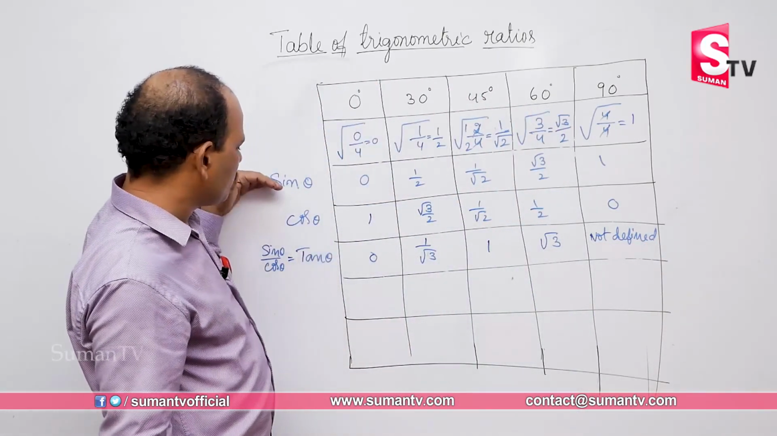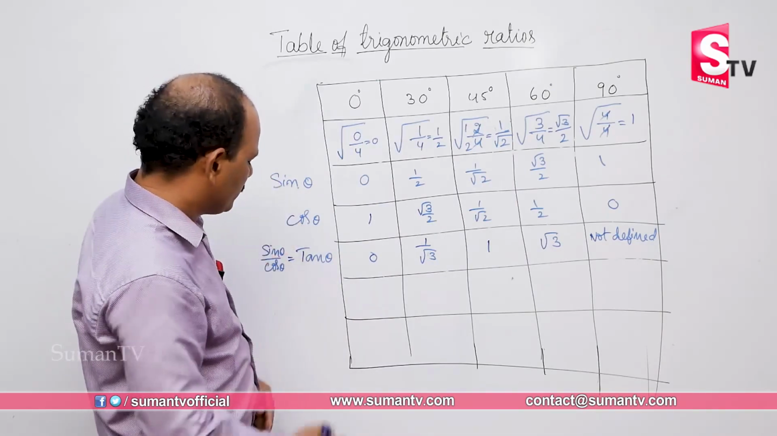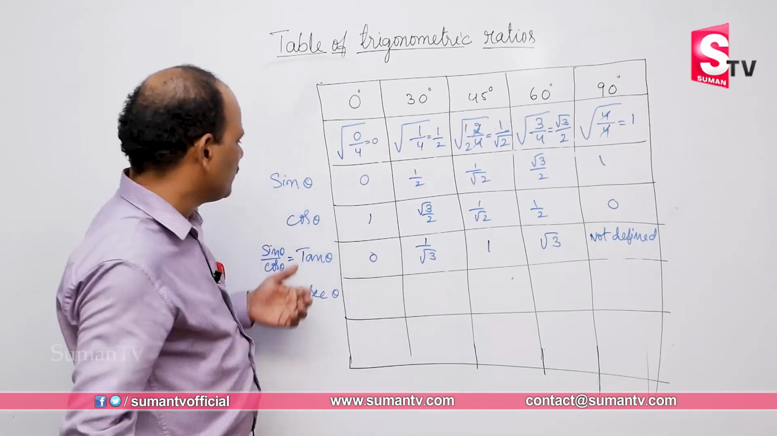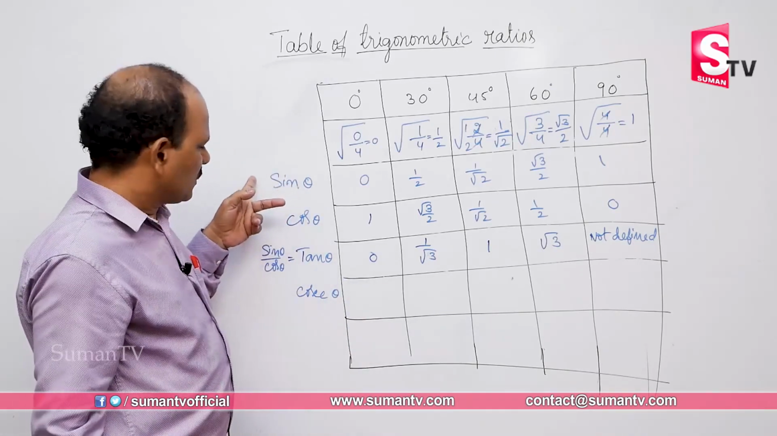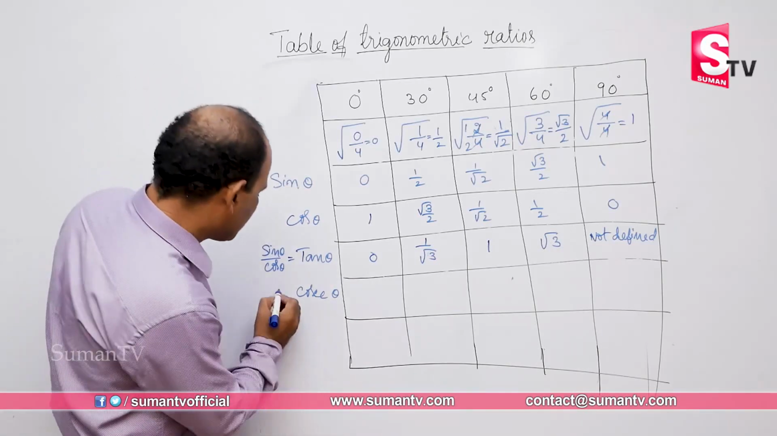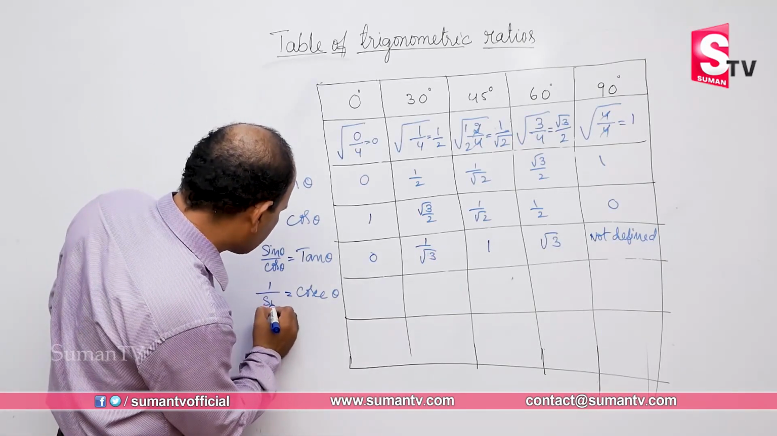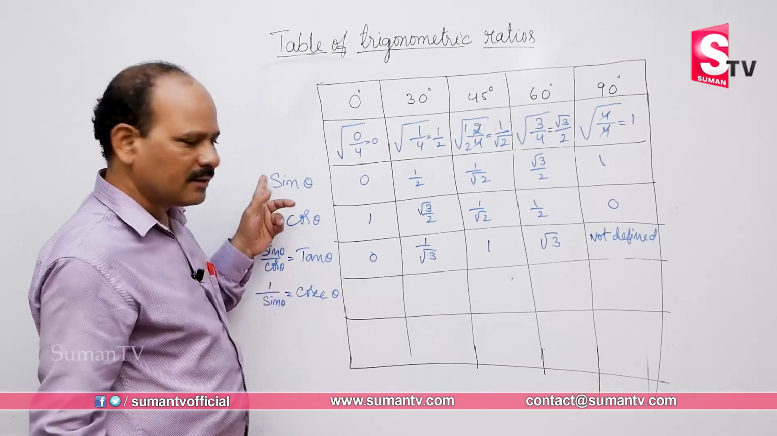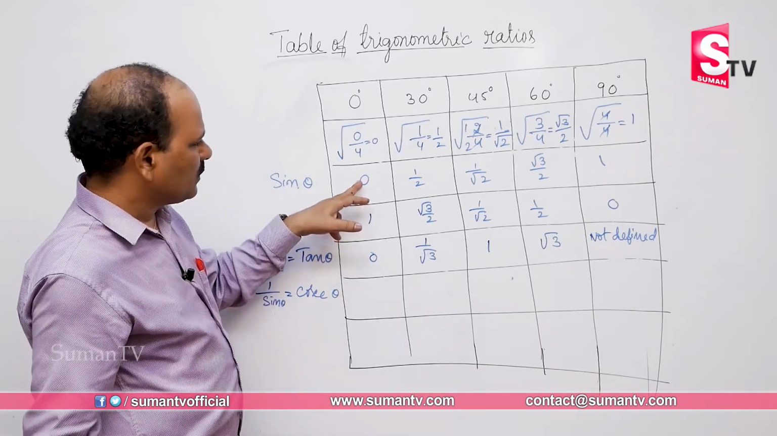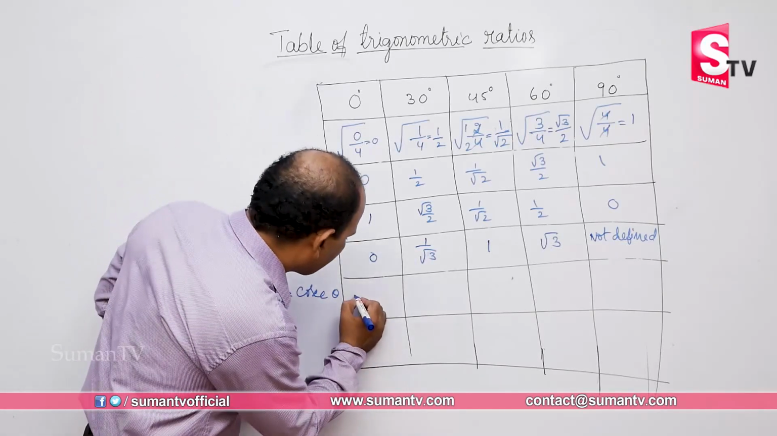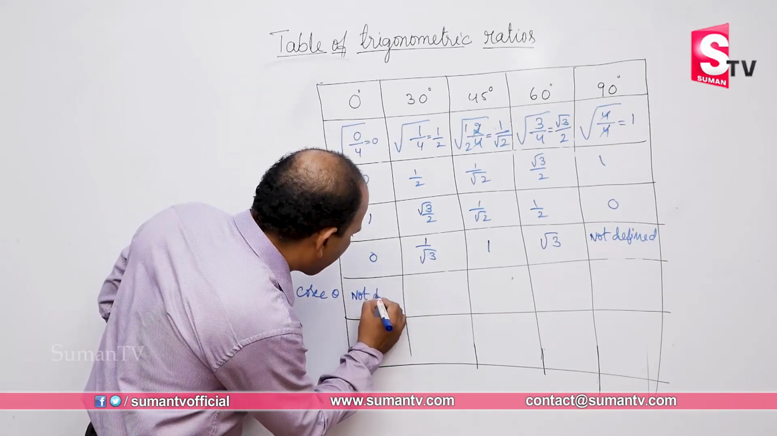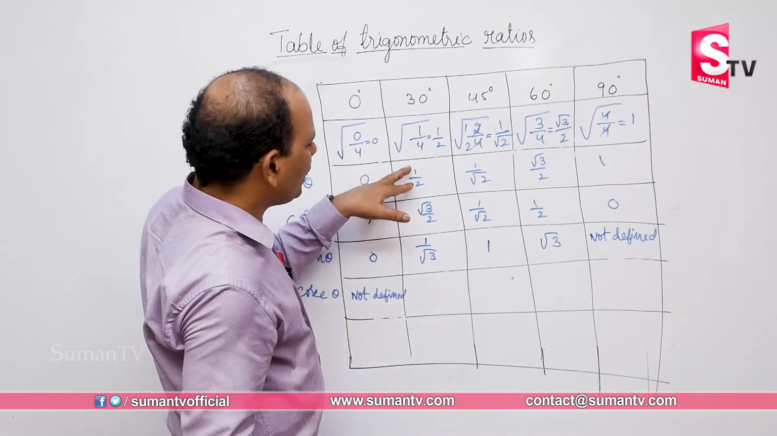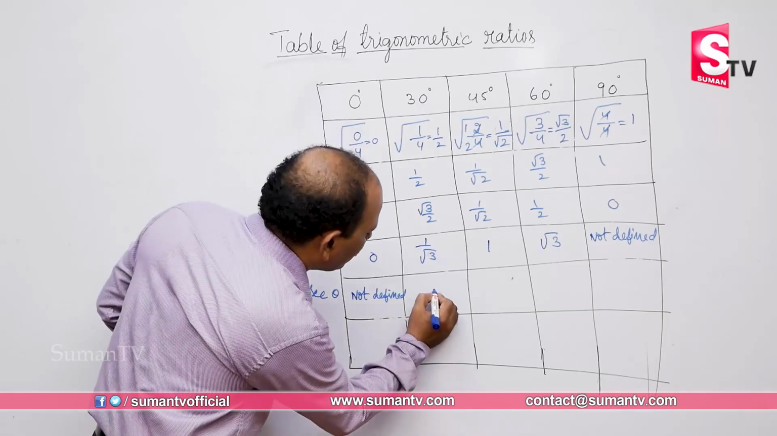Now we got sine value, cos value and tan value. Next, cosec. Cosecant theta. The reverse of sine theta is cosecant theta. Reverse means 1 by sine theta. 1 by sine means inverse. For 0, inverse of this 0 is again not defined. Inverse of 1 by 2 will become 2 by 1, that is 2.